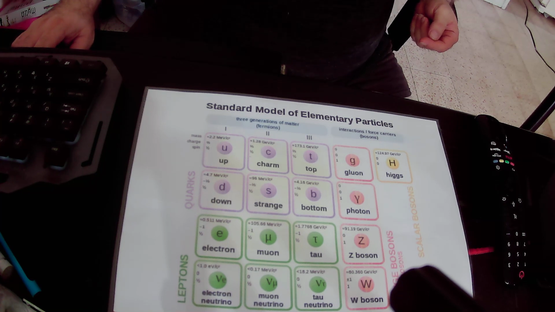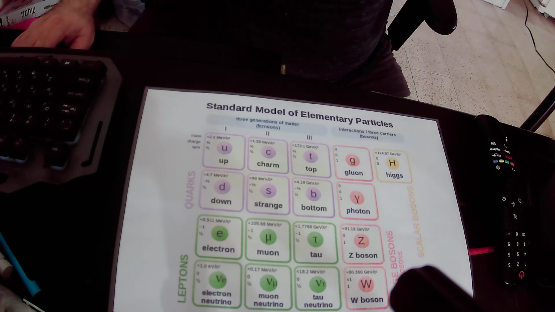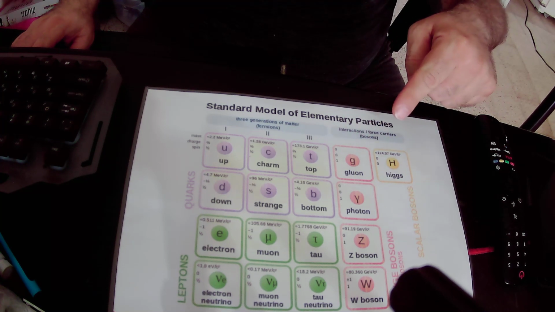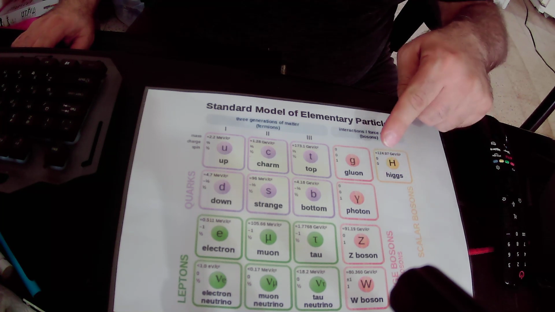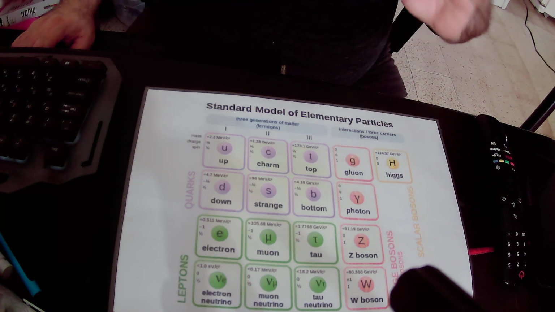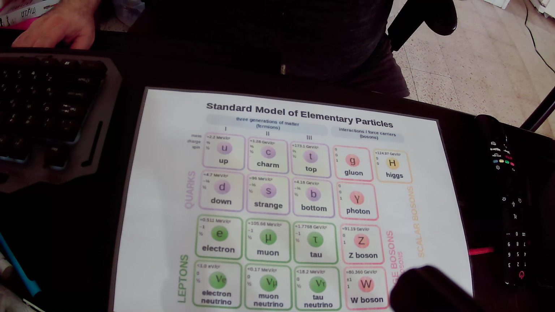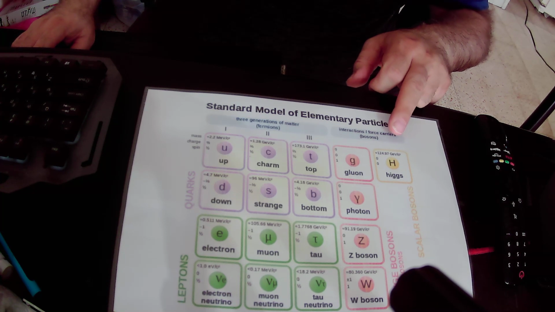So what is a boson? Bosons are force-carrying particles whose spin is an integer. The spin of the gluon is 1, the spin of the photon is 1, the spin of the Z and W bosons is 1, and the spin of the X boson is 0.